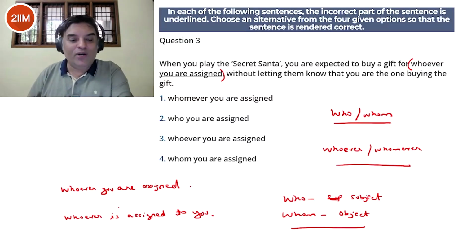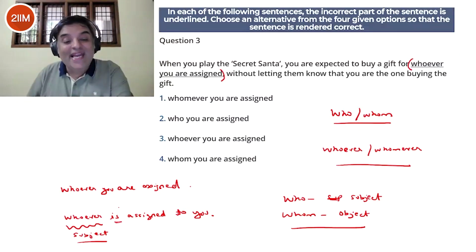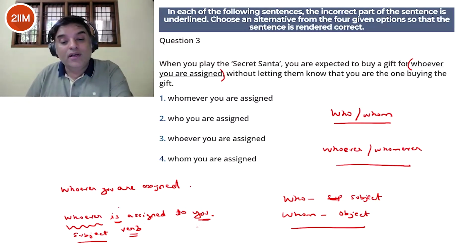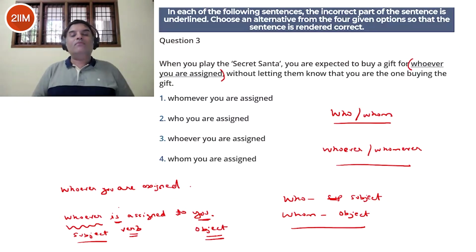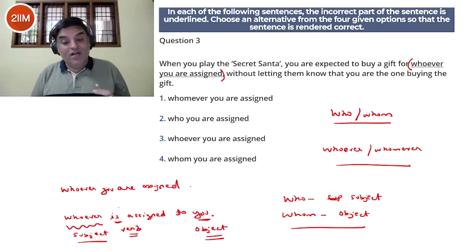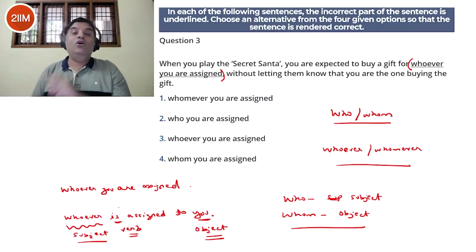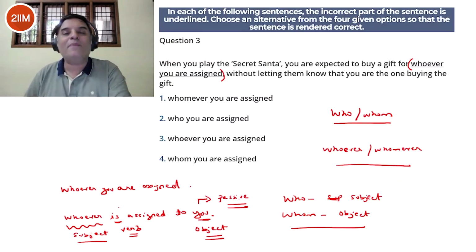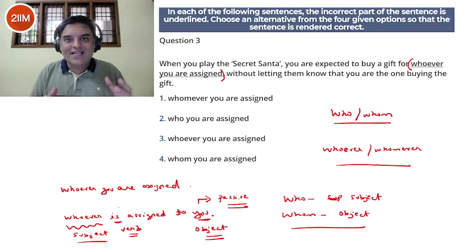Okay. Now here you have to understand that whoever is the subject. Is is your verb, and you is your object. Okay, so whoever is the subject, is is the verb, and you is the object. Whoever is assigned to you. Remember this sentence, if it's confusing you, it is because it's in passive voice. Active voice sentences are easier.